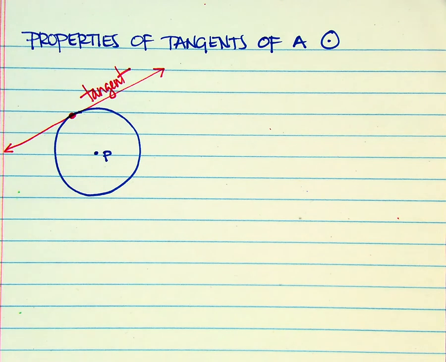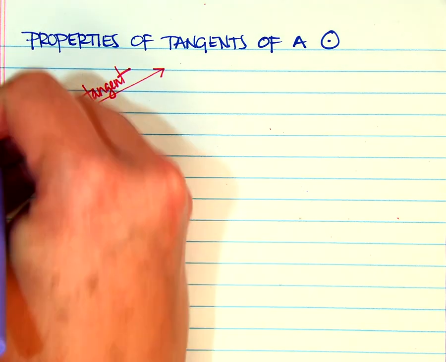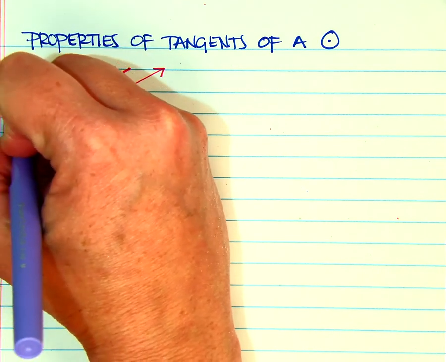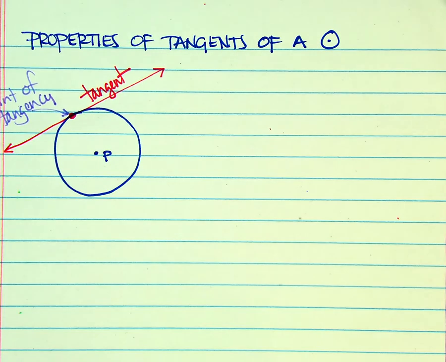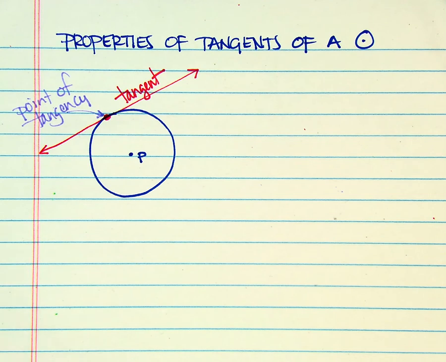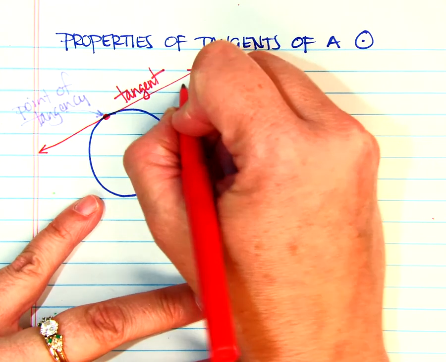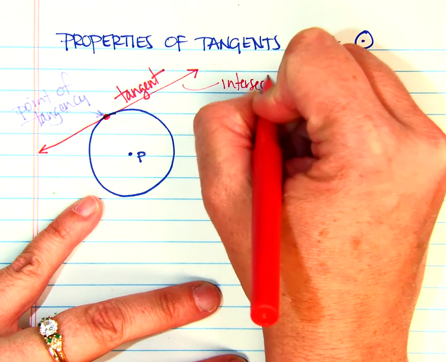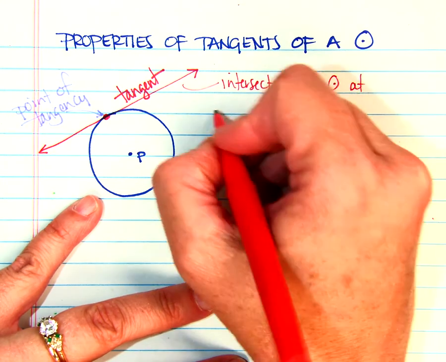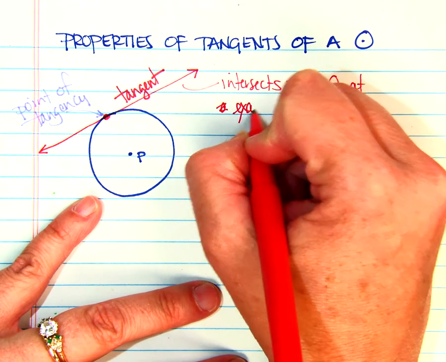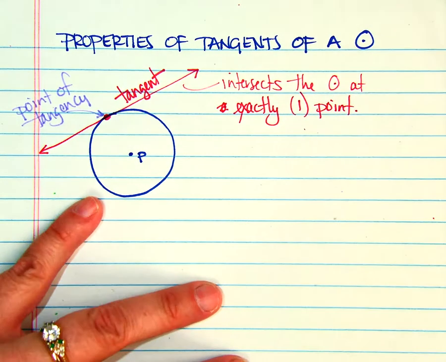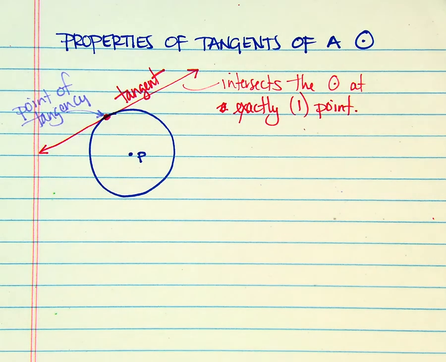And the point right there is called the point of tangency. Okay? Oopsie, can't see that very well. Okay, so we have a line as tangent, so it intersects the circle at exactly one spot, or one point. Okay, so it intersects the circle at exactly one point.